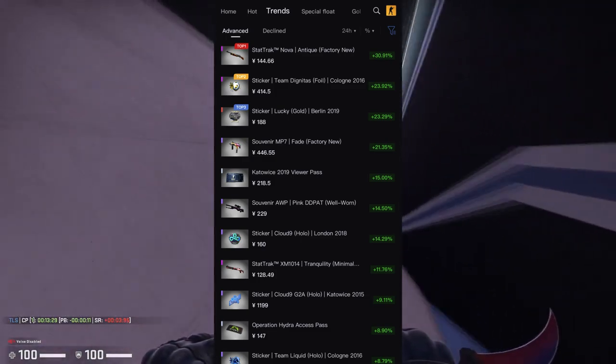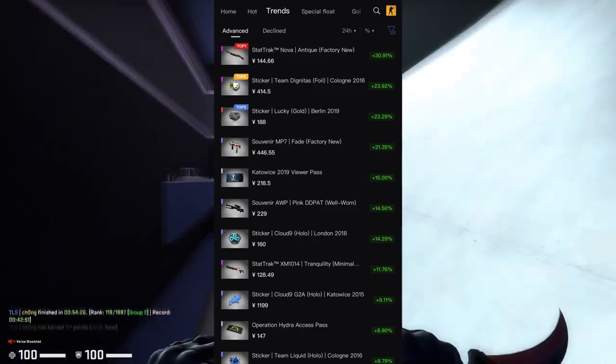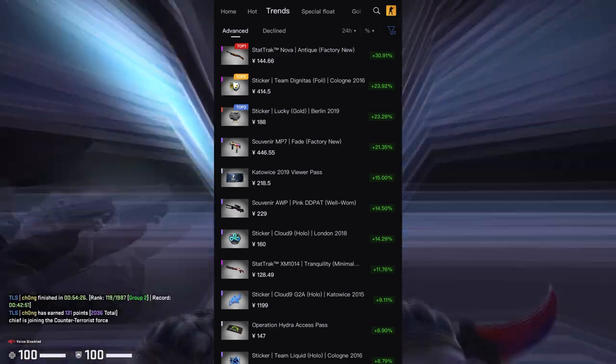So the StatTrak Factory New Nova is usually the go-to for that because it's the cheapest one that you can get that will actually result in a Field-Tested Op Asimov. That's currently going for 144 yuan, so probably either one person bought out a whole bunch of them, or there's just more interest in the trade-up.